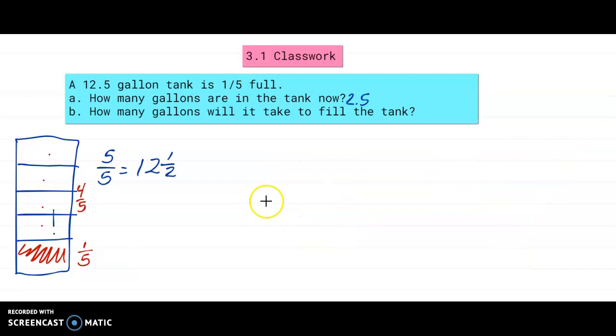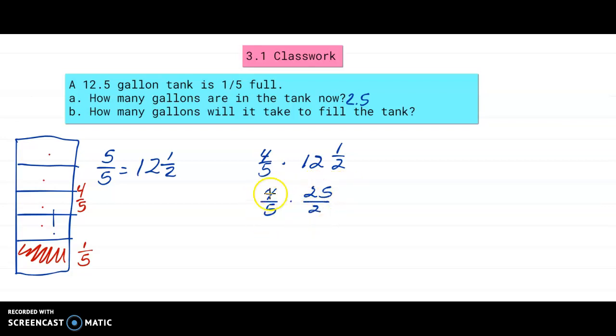So let me do that. So I'm going to multiply 4/5 times 12.5. And then I already did the math. I know that 12.5 is equal to 25 over 2.